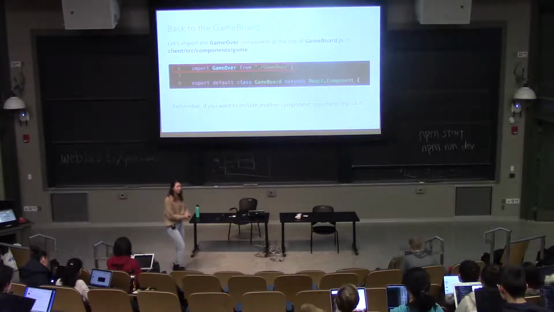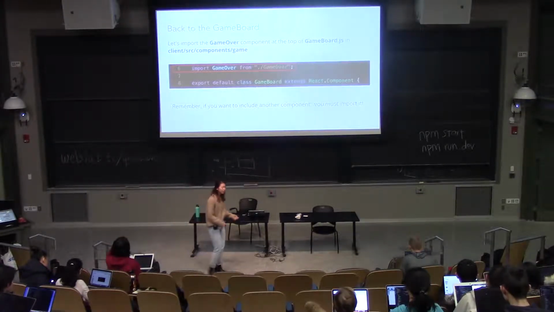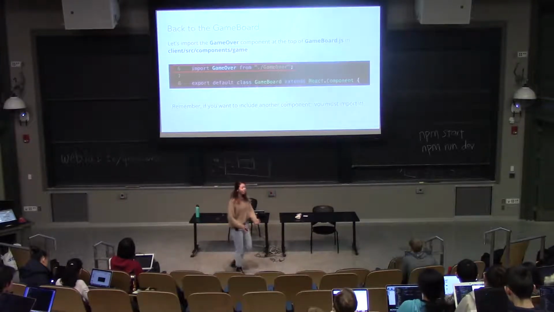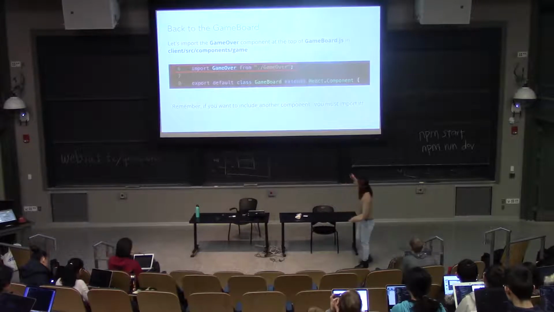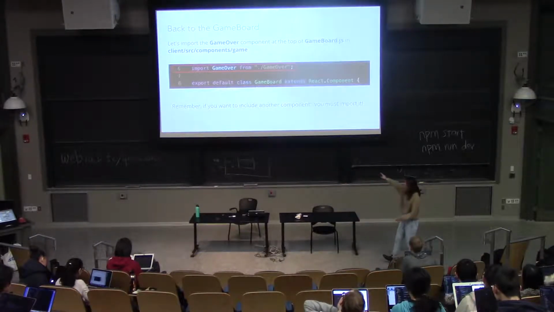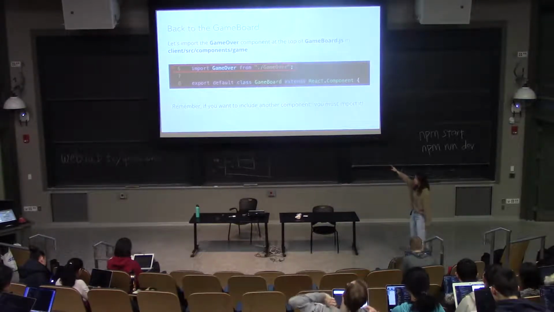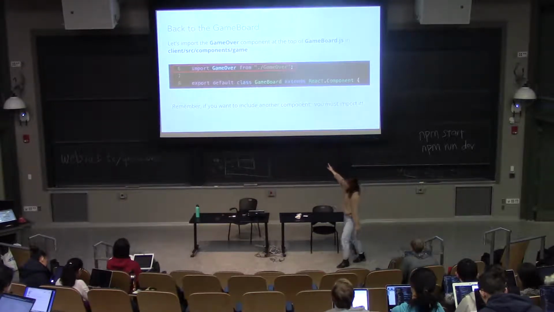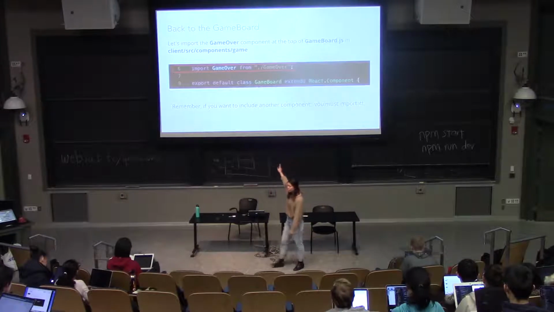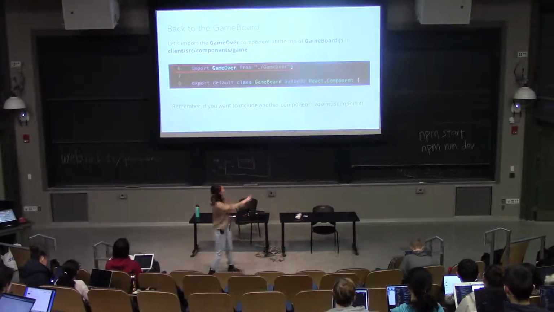We just finished creating a game over component from scratch. We styled it, and now we have to include it somewhere. And the place we're going to include it is in game board. So, if everyone can navigate to game board in client, source, components, game, make and import it at the top. Because if we're going to use a component in game board, we have to import it.